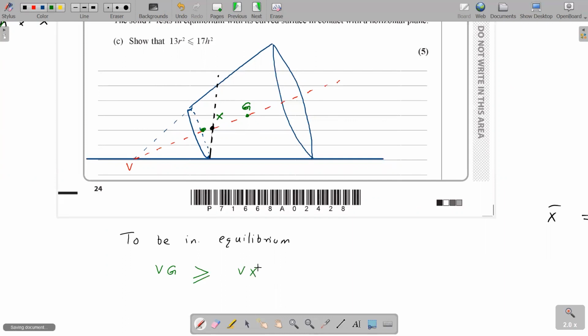Do you agree with me? It needs to be greater. The V to G distance should be greater than or equal to Vx. It can even be on top of X, but VG should be greater than or equal to Vx, so that the weight and normal reaction can act on the same line over here. So this is the requirement to be in equilibrium. And if you can now successfully find the VG and Vx distances, you should be able to get this, show that. Okay, how do I get these distances?